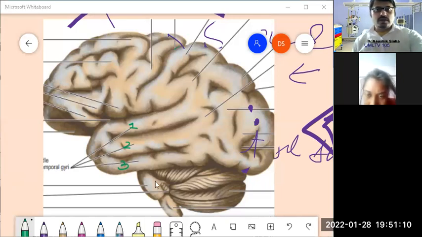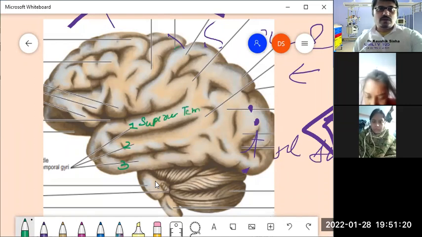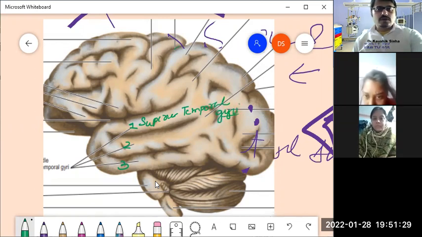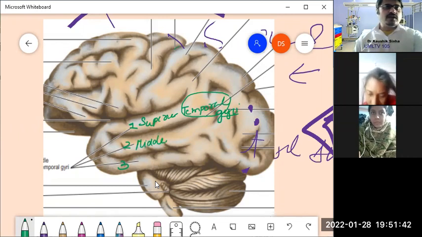The one at position 1 will therefore be named superior. Next, I will write the word temporal. Temporal gyri. So what you need to remember out here is this particular word. You already know why it is known as superior. Accordingly, this second one should be termed as what? Middle.